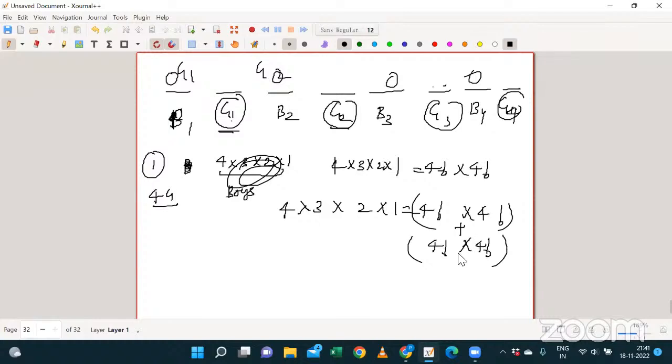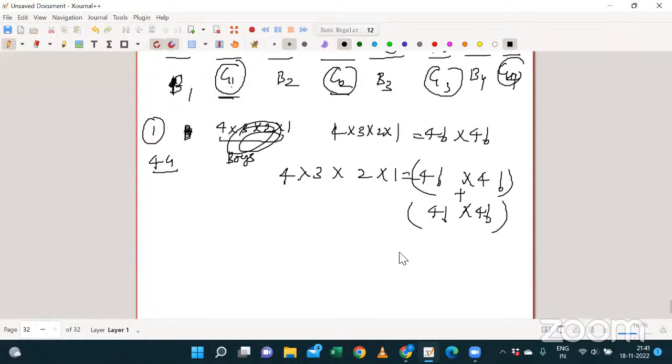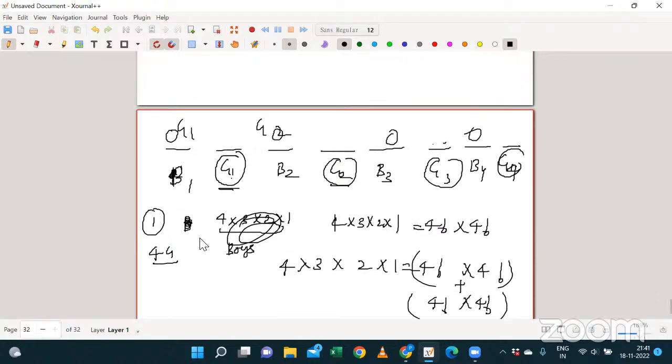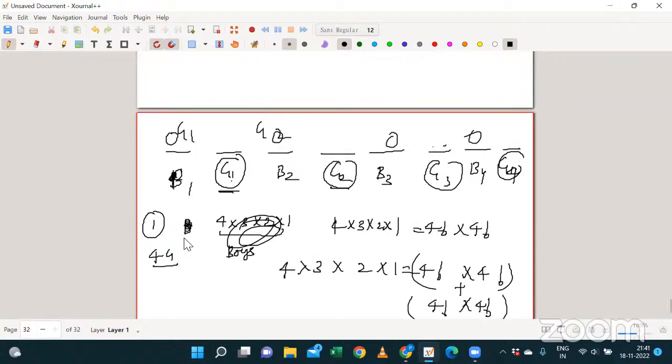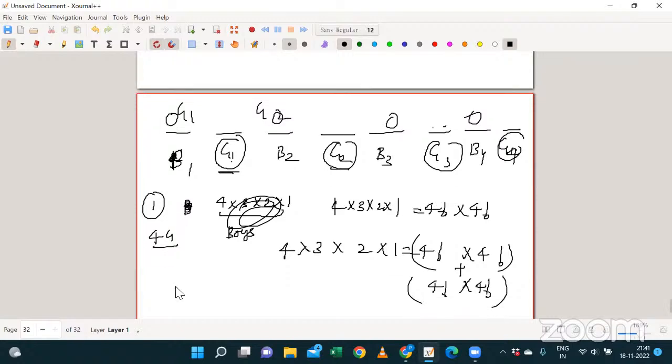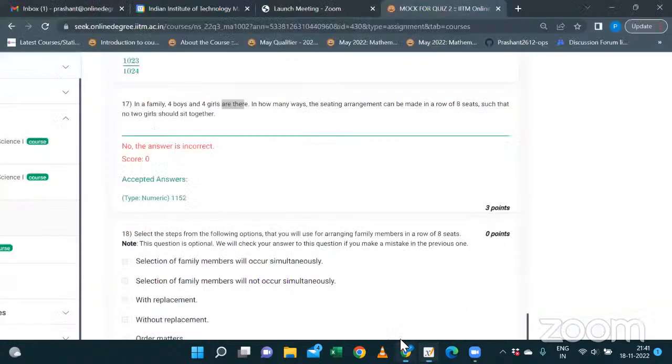Sir, I have a doubt. In this arrangement, there is one more arrangement we can do: first a girl, then second and third boys, then the fourth again a girl, then again a boy, girl, boy, girl, boy, and again a girl. In this case, how are the arrangements counted?